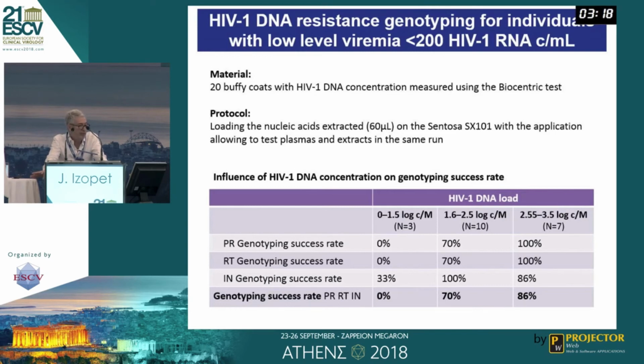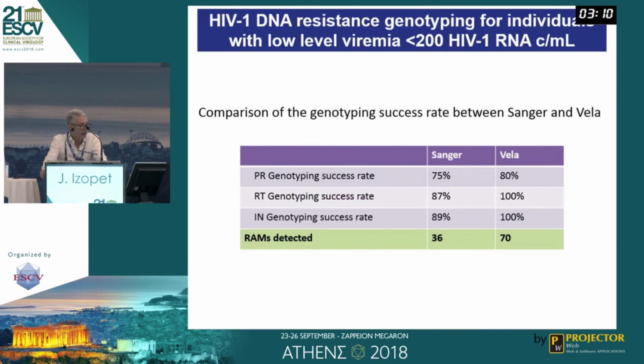As you can see, there was an influence of HIV DNA concentration on genotyping success rate. We also compared the success rate between Sanger and Vela, and the success rate with Vela was higher compared to Sanger for protease, RT, and integrase genotyping. Of course, as expected, the number of mutations detected was higher with Vela compared to Sanger, but the clinical relevance needs to be evaluated more deeply.